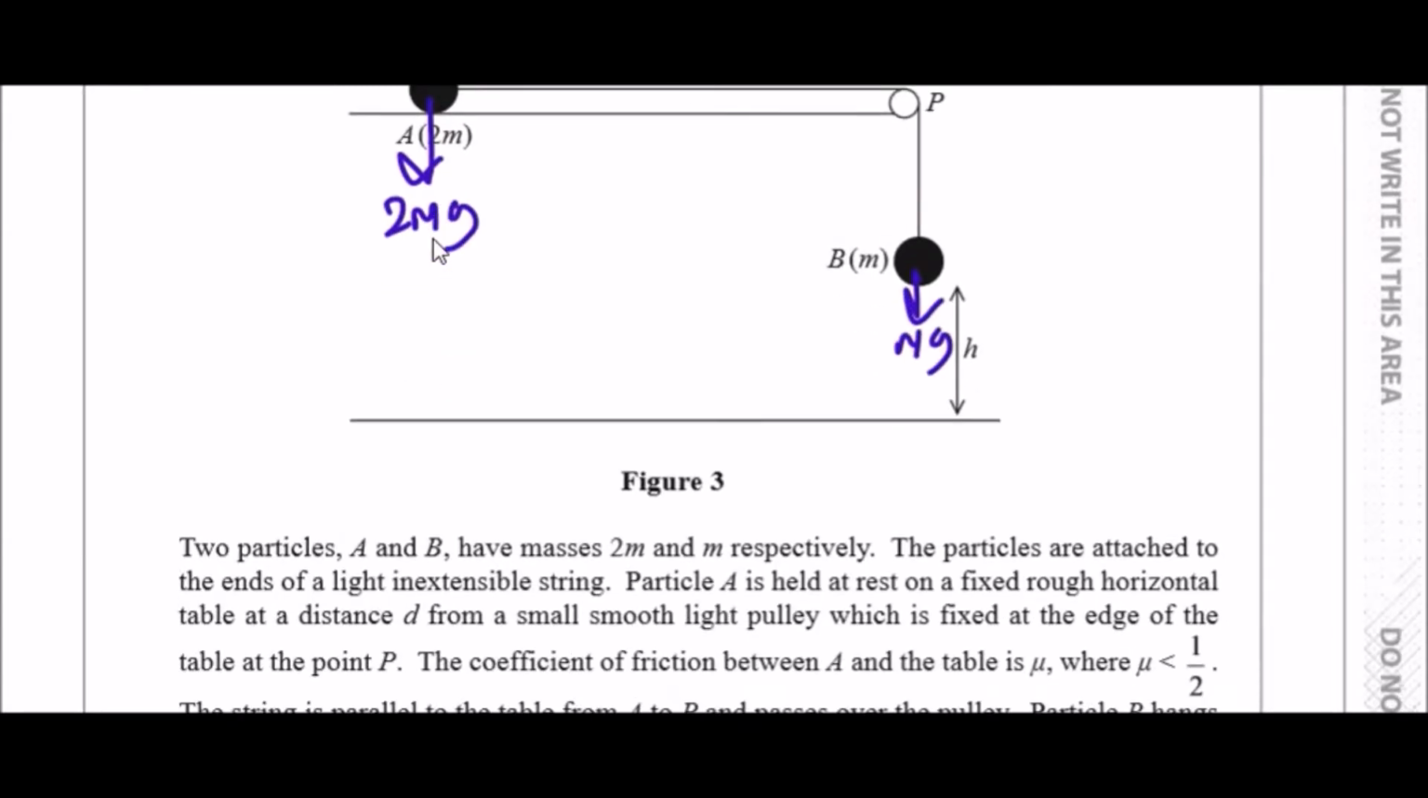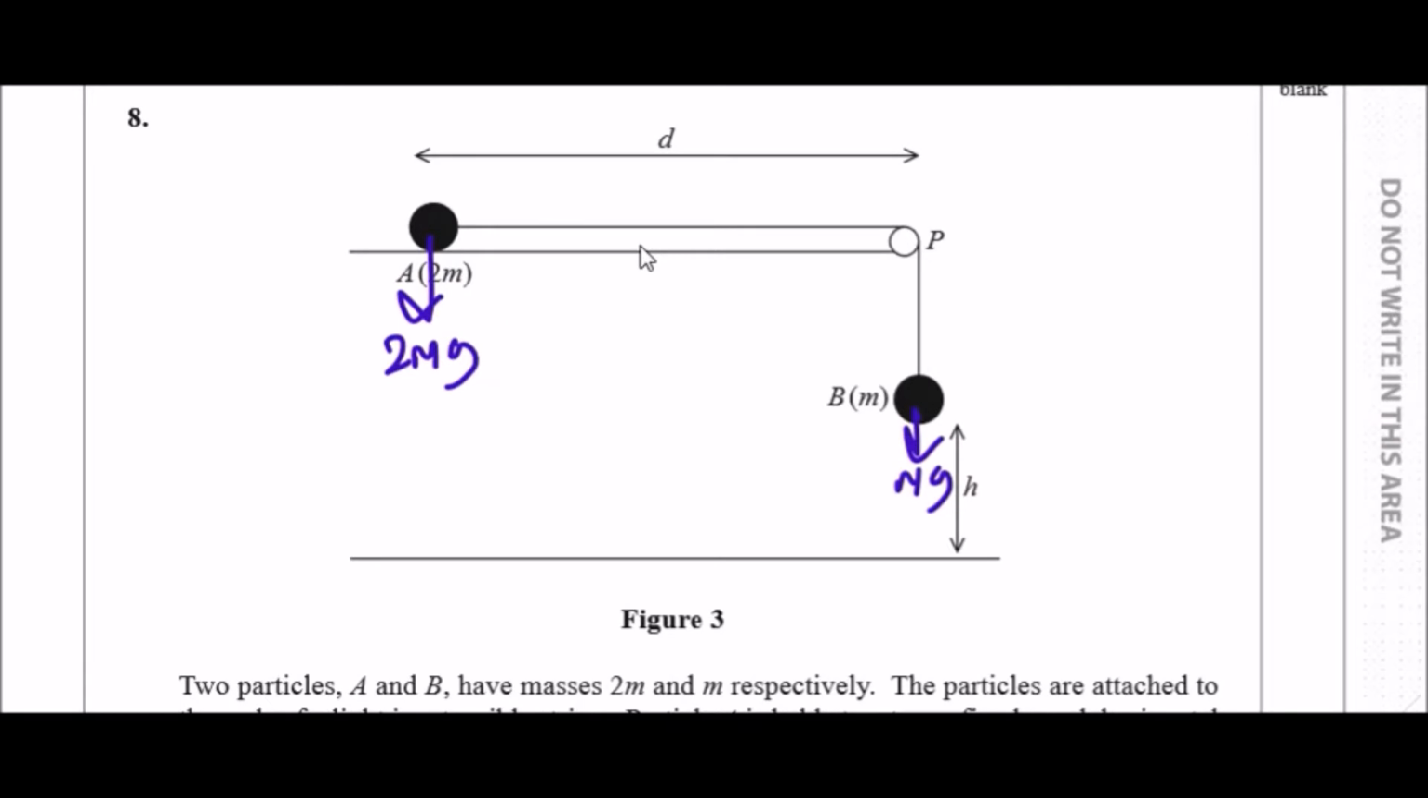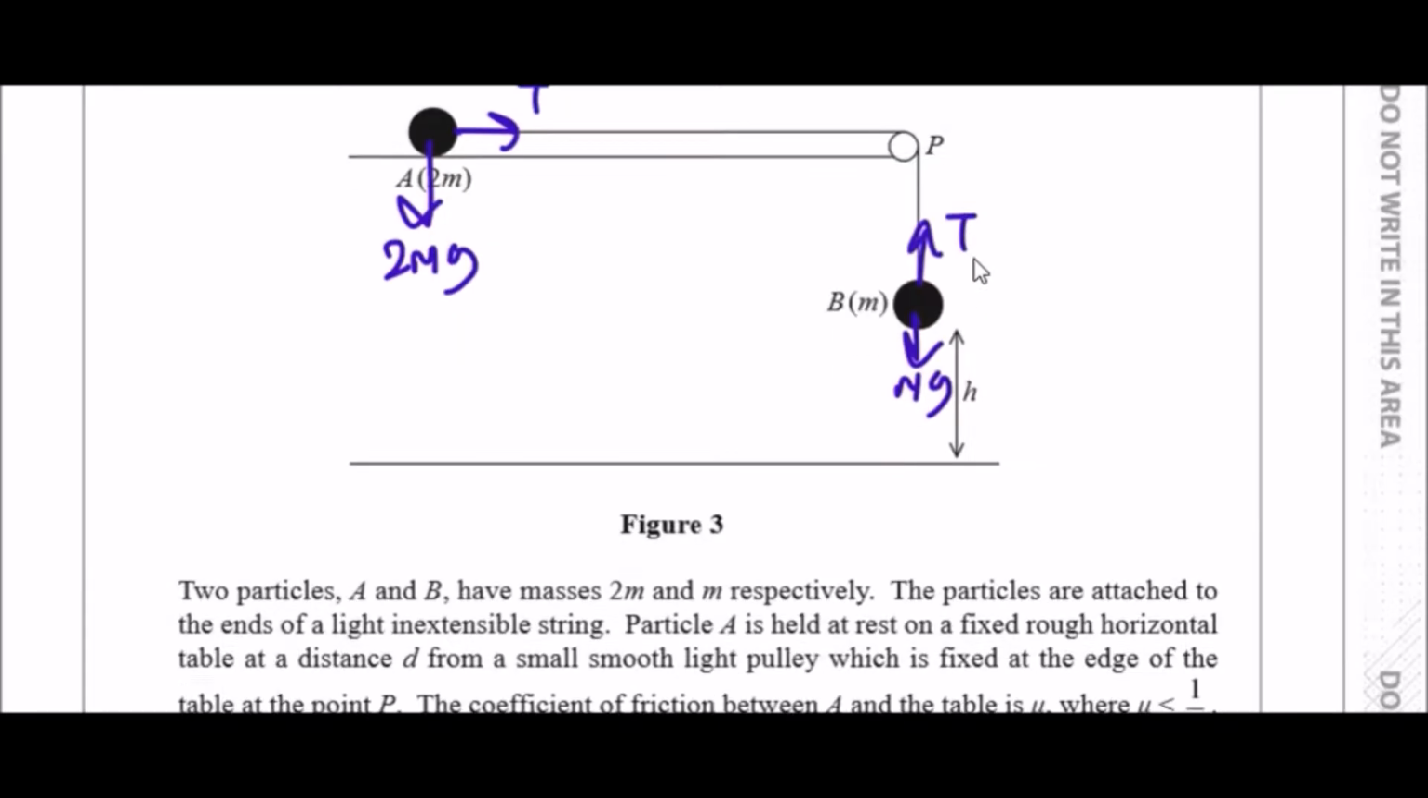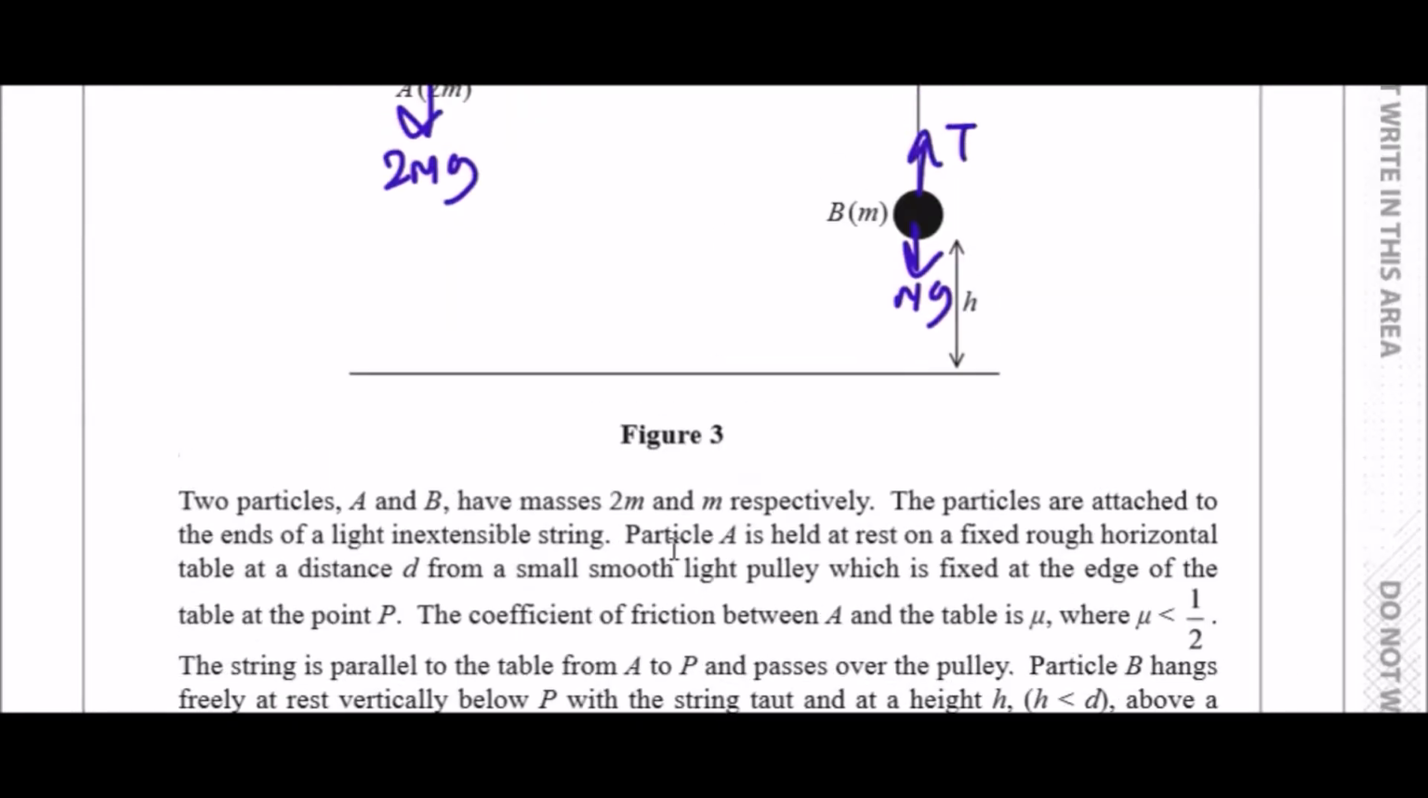Okay. Now the particles are attached to the ends of a light inextensible string. Now, since this is a string, we can assume that there's tension coming off it. So let's put T there and T there, and it's the same string, so tension should be the same for both, really. Now, what else do we know?